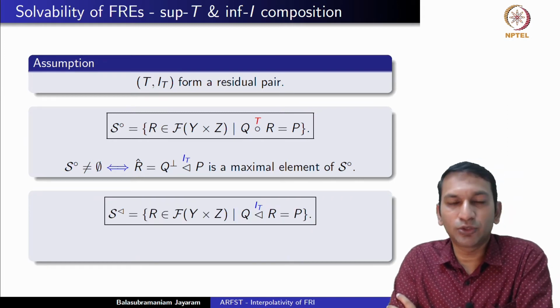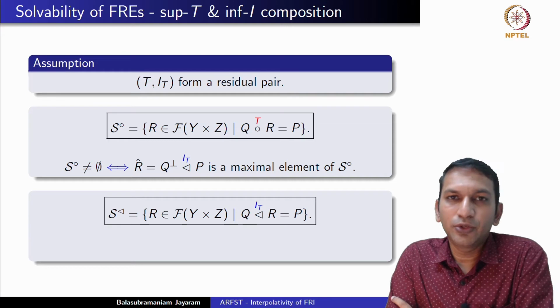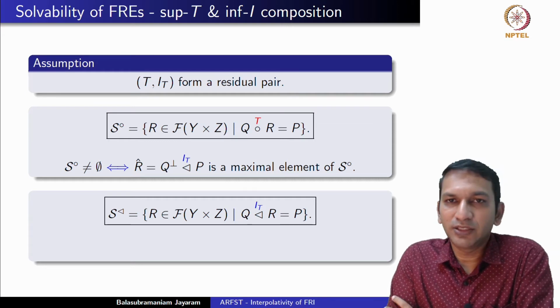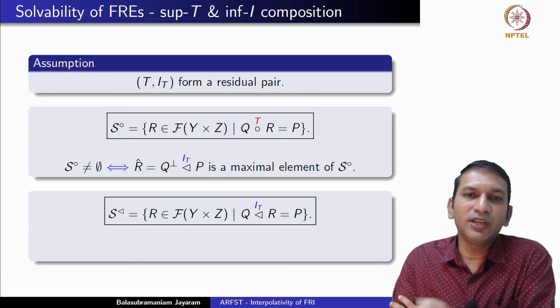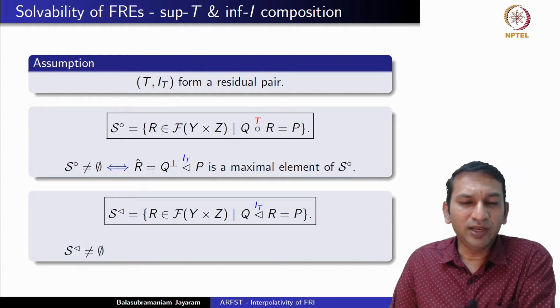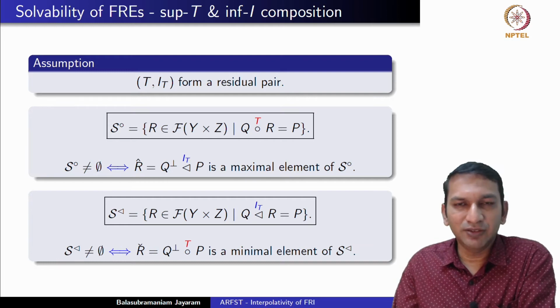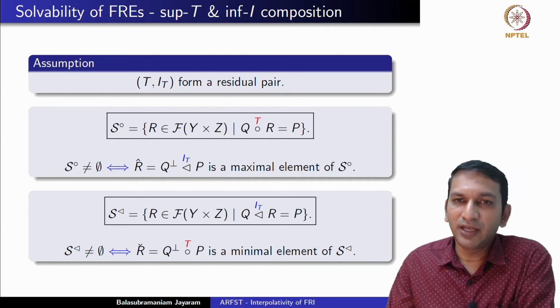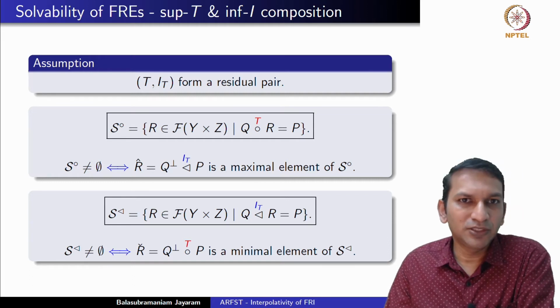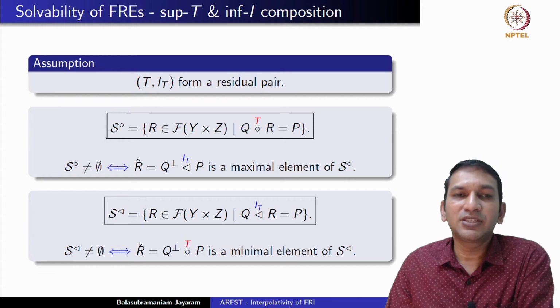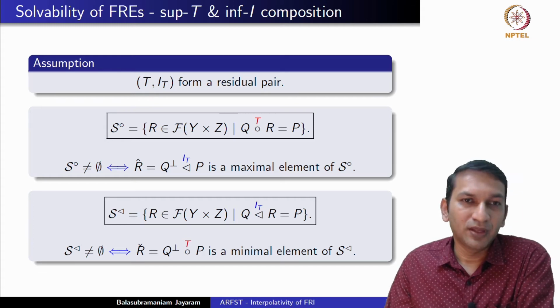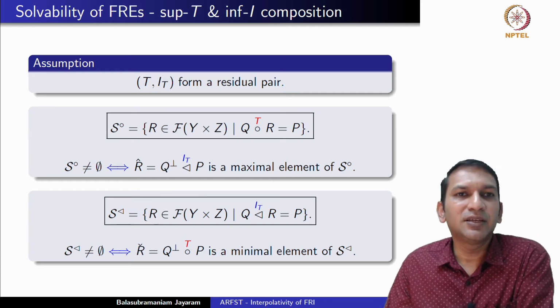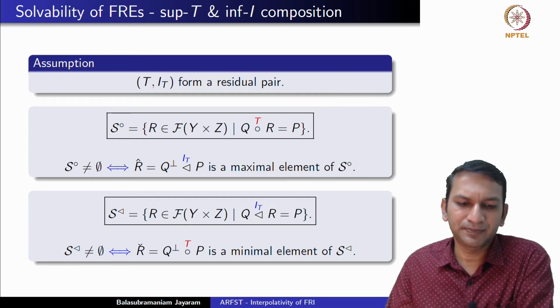Similarly, if you consider the solution space of the equation Q inf-phi T composed with R is equal to P, where Q and P are fixed and we are looking for an R, this space is non-empty if and only if the relation which we denote by R check, which is given as Q transpose sup-T composed with P, is an element of this solution space. That means not only does it satisfy this equation, but it is also a minimal solution. There can be many other solutions, but this is a minimal solution.